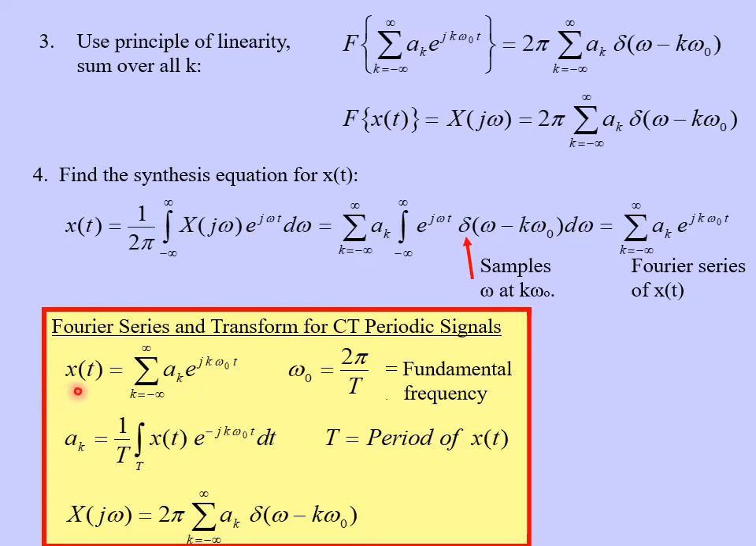The synthesis equation is the Fourier series representation of the signal. And remember, those Fourier coefficients a sub k are given by this integral here. This is a review from chapter 3. We went through all that back then. And then the other, arguably more important result is that the Fourier transform of this signal is given by this expression here. It's 2 pi times the sum of a bunch of delta functions, one sitting at each harmonic frequency, k omega naught, and they're weighted by the Fourier coefficient, a sub k.